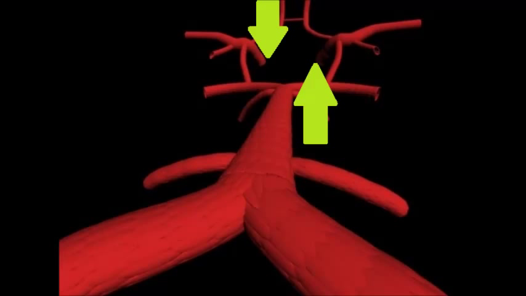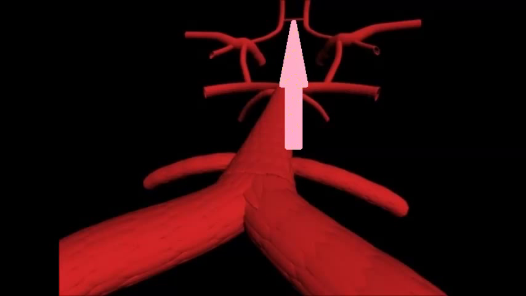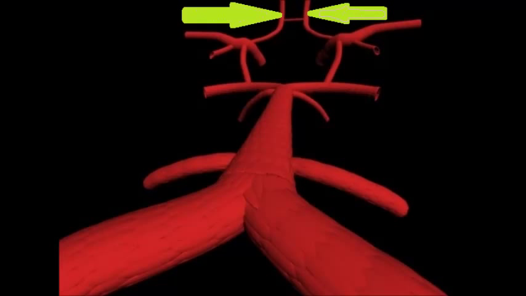This is your internal carotid artery. Here is your anterior communicating artery. Here we have the anterior cerebral arteries, which supply blood to the forebrain.